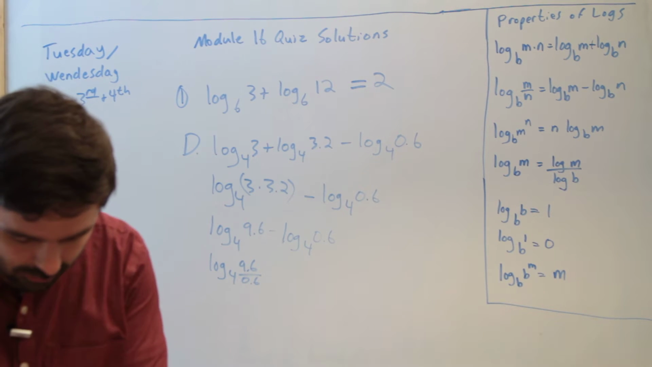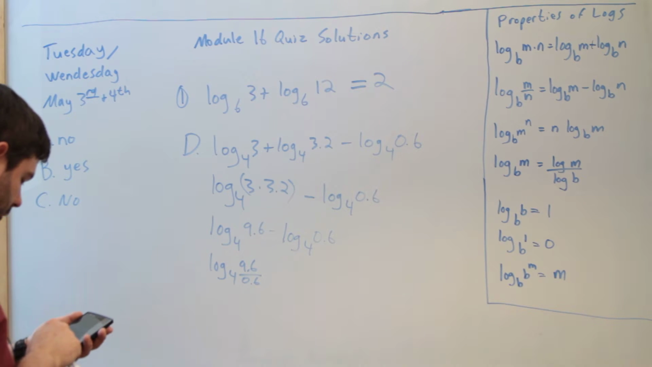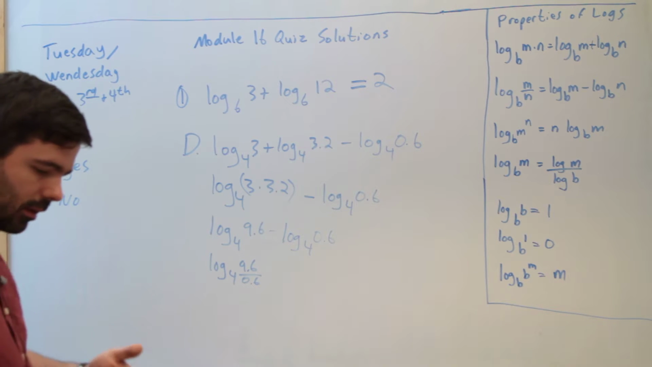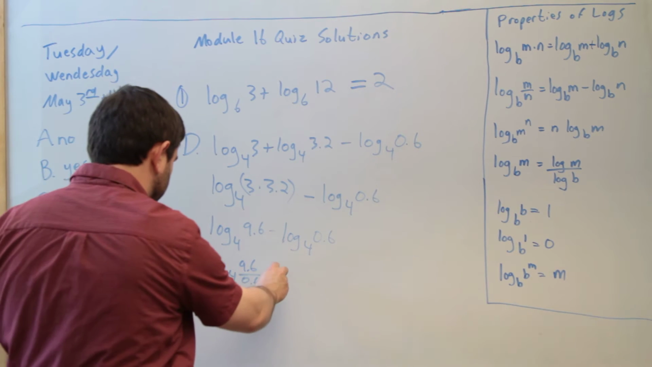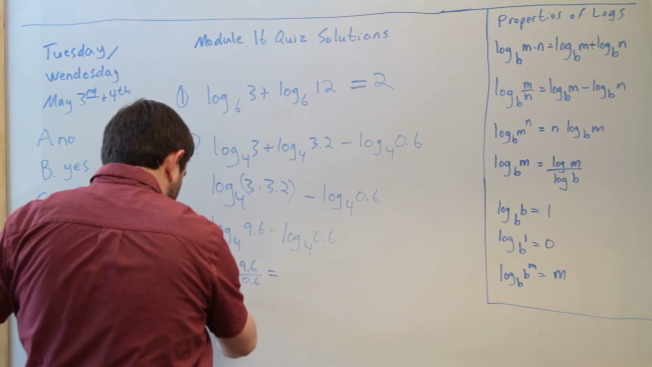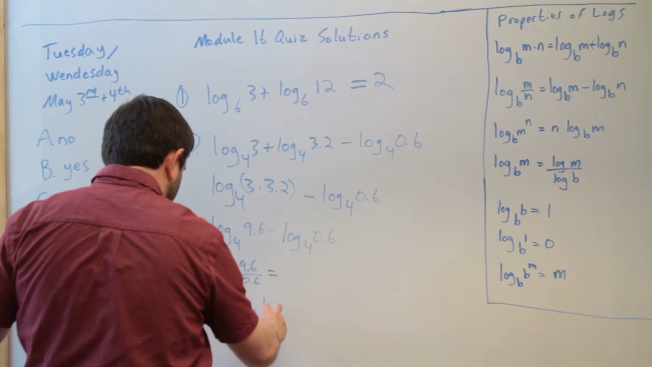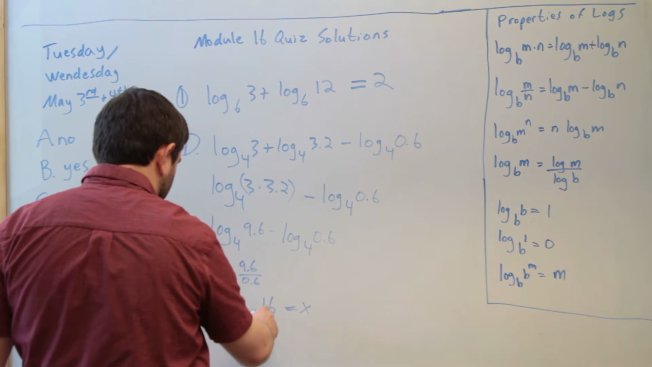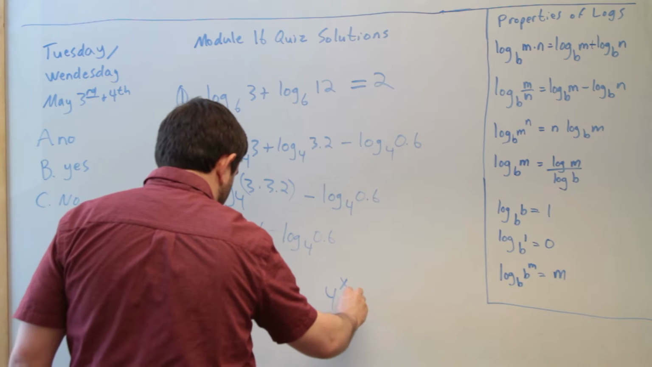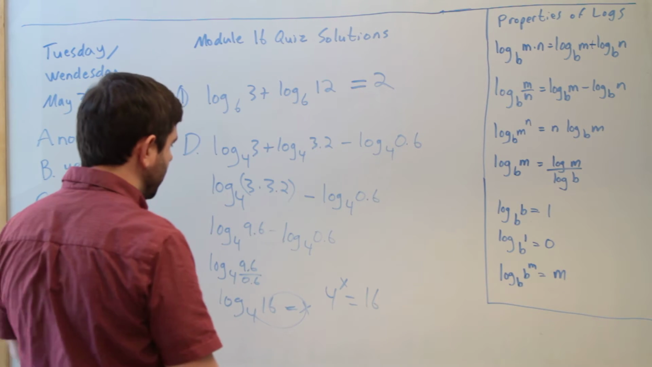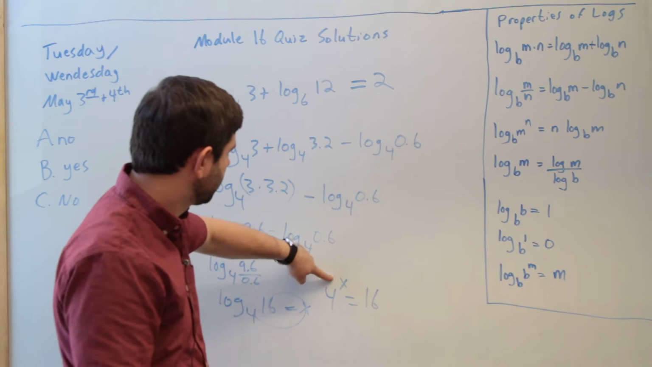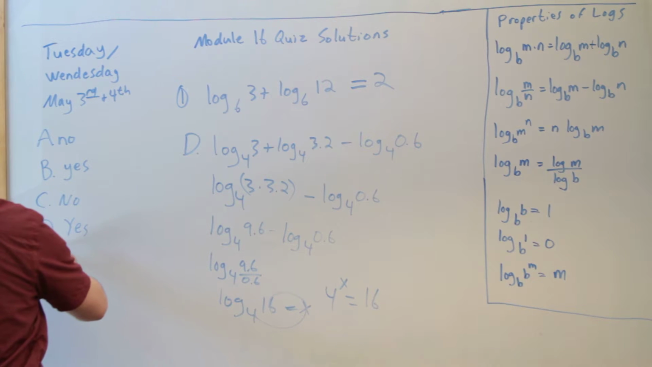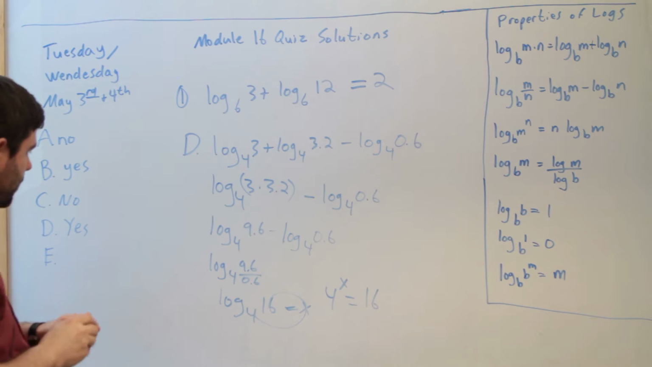We'll have log base 4 of 9.6 divided by 0.6. And 9.6 divided by 0.6 equals 16. This can be the log base 4 of 16, and we can set this equal to x. 4 to the power of x equals 16. And yes, x will equal 2. So D is yes. Let's go on to E.